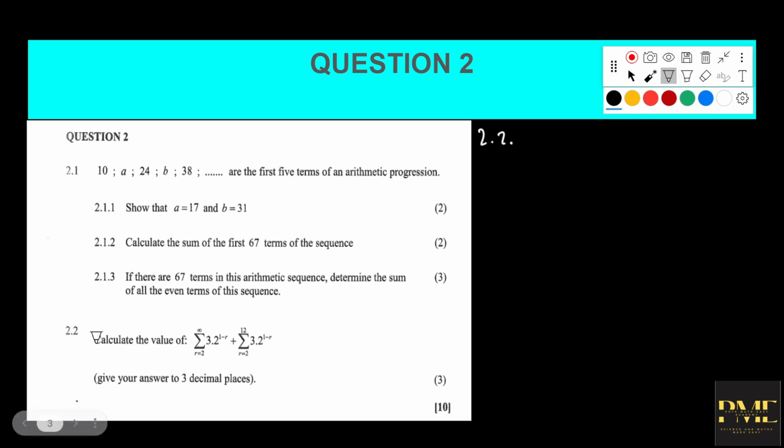Now, calculate the value of the sigma notation, r equals 2 at the bottom, infinity on top. Then we've got this expression here, plus another sigma notation, r equals 2, up to 12 on top, then 3 times 2 exponent 1 minus r. I know it looks complicated. Then give your answer to 3 decimal places.